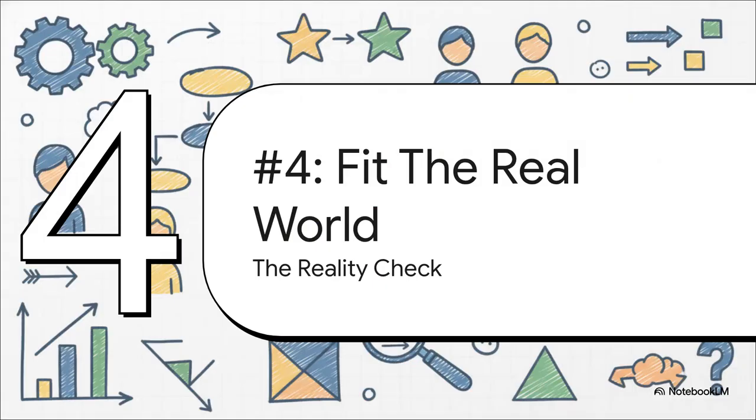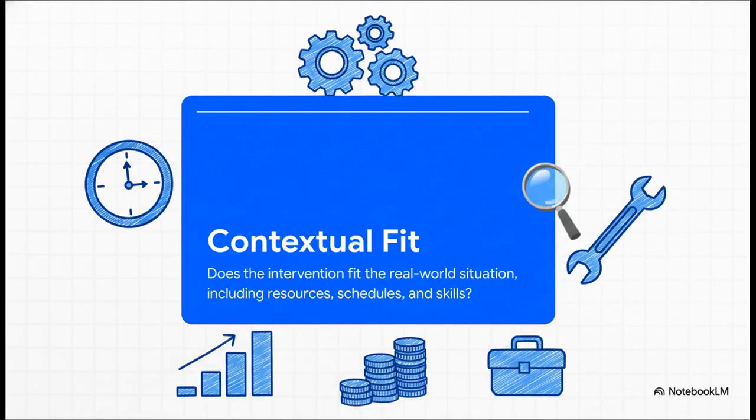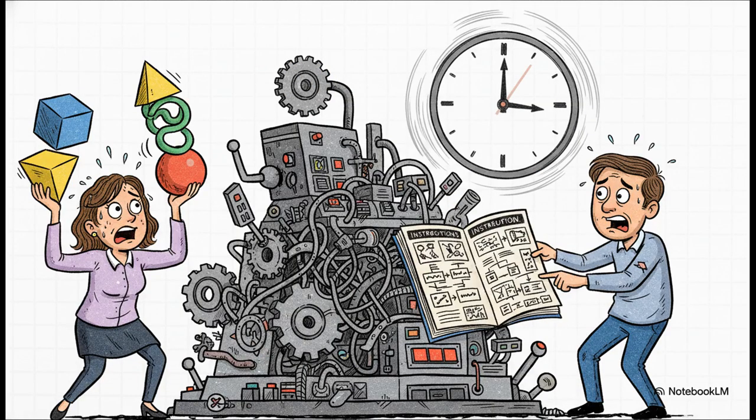And that whole idea, fitting the plan into the real world, that brings us to our fourth and final pillar, contextual fit. This is the ultimate reality check for any intervention. So what is contextual fit? Well, honestly, it all boils down to one simple word: practicality. Can the people who are supposed to be implementing this plan actually do it consistently, given the real resources and time that they have? Just imagine a plan like this for a second.